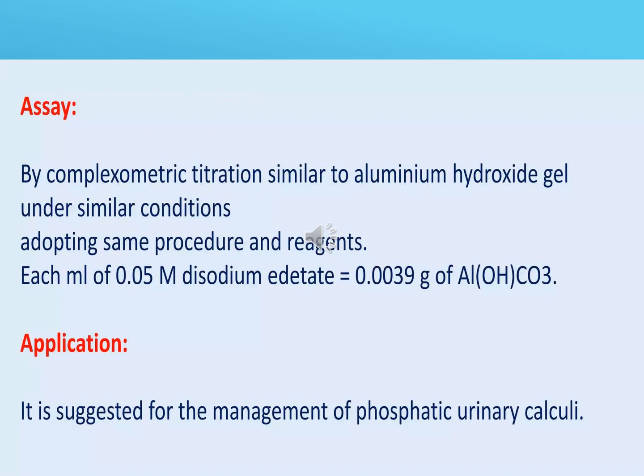Assay: by complexometric titration similar to aluminum hydroxide gel, under similar conditions, adopting the same procedure and reagents. Each ml of 0.05 molar disodium EDTA is equivalent to 0.0039 gram of aluminum carbonate. Application: it is suggested for the management of phosphatic urinary calculi.